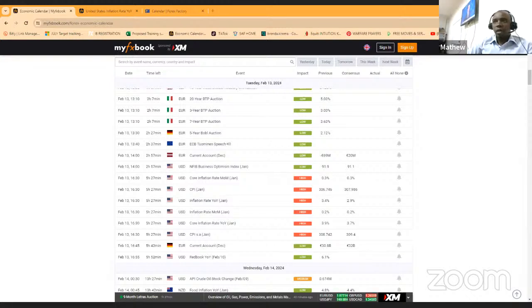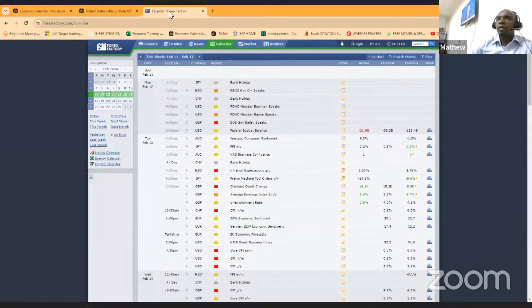And so let's go back to this and see how this plays out. So like I said, this is Forex Factory. That was my FX book, sorry. Let's look at Forex Factory. And so Forex Factory also, we have the core inflation also, the same data coming out. And so we need to really have a look at that and see what plays out.